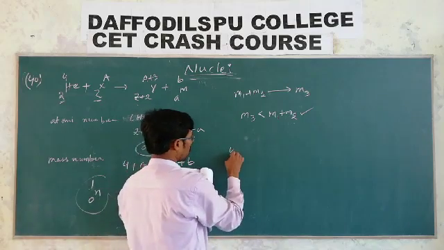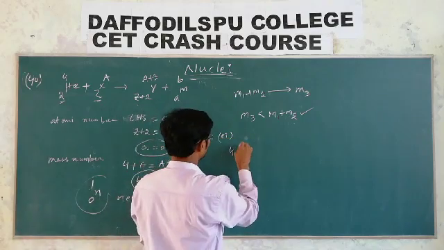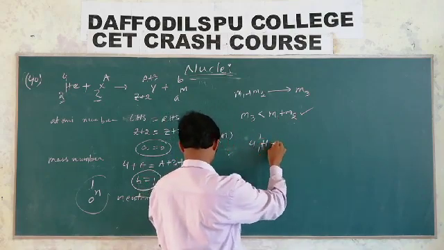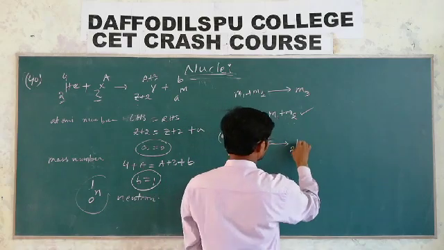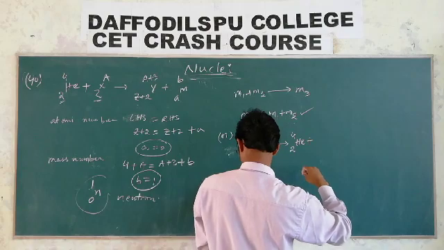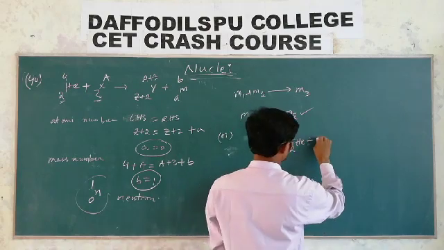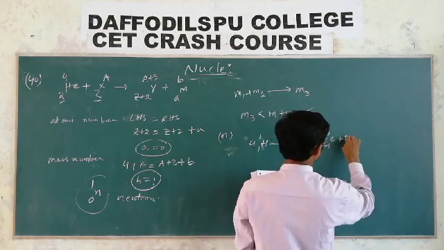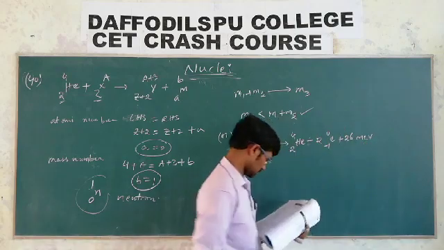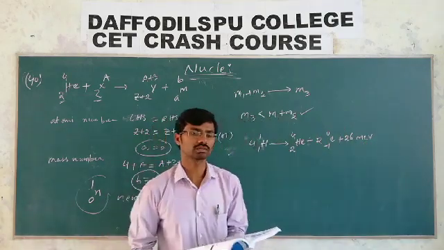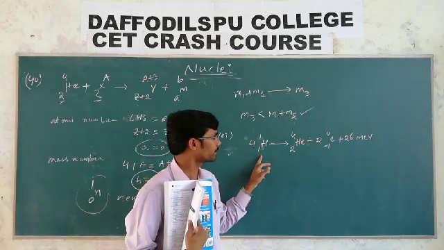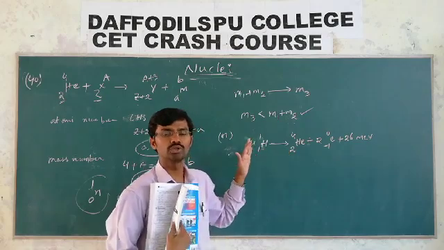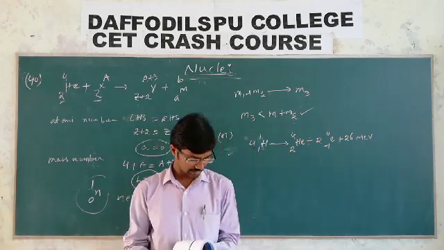The equation: 4 1H1 gives rise to 2He4 plus 2 +1e0 plus 26 MeV. This represents four hydrogen nuclei combined to form an alpha particle, which is a helium nucleus. So that is what we call a nuclear fusion reaction, releasing energy.